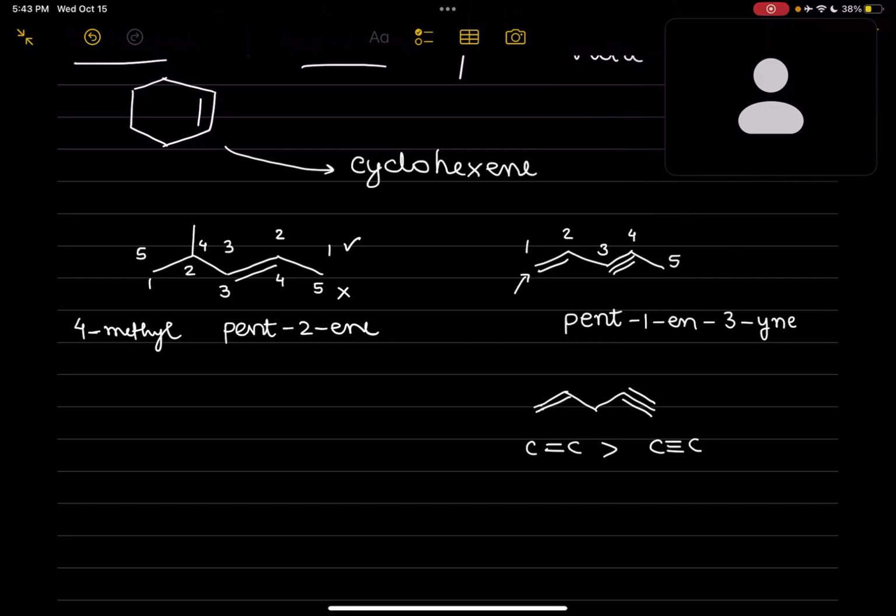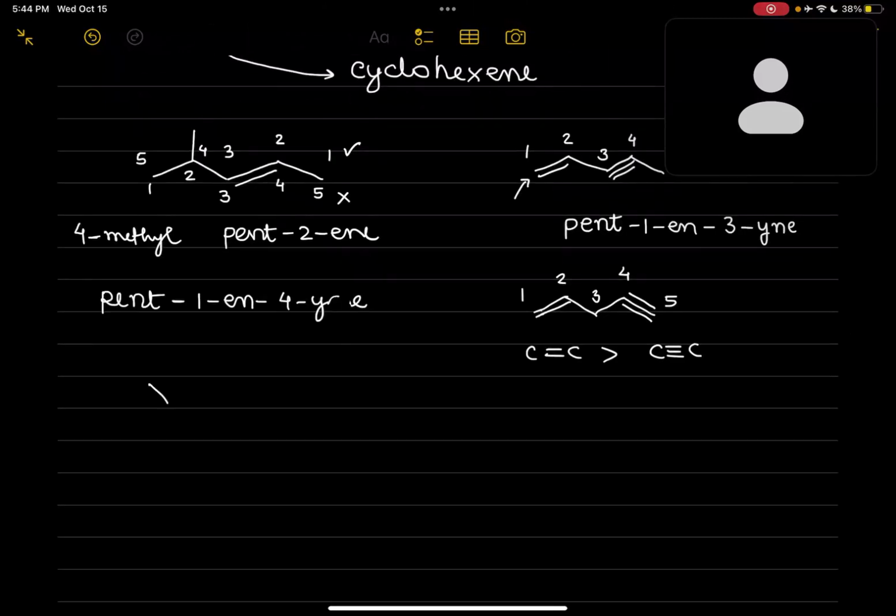For numbering, I will choose this side because of the double bond. Pent-1-en-4-yne. Exactly. While naming, in the suffix, en is written before yne, irrespective of the number. So pent-1-en-4-yne. Got it? Yes, sir.